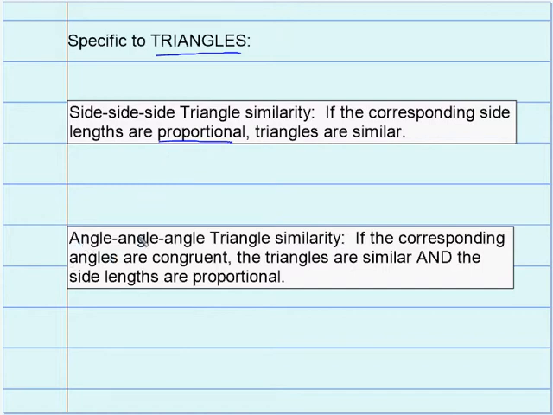Also, angle, angle, angle triangle similarity, and this is S, S, S, and this would be A, A, A. We're getting the S from side, side, side, and the A from angle, angle, angle. If the corresponding angles are congruent, the triangles are similar and the side lengths are proportional. Okay, so just a different way of looking at how you can say that you have similar triangles. You need to know these, and you'll refer back to these quite frequently.